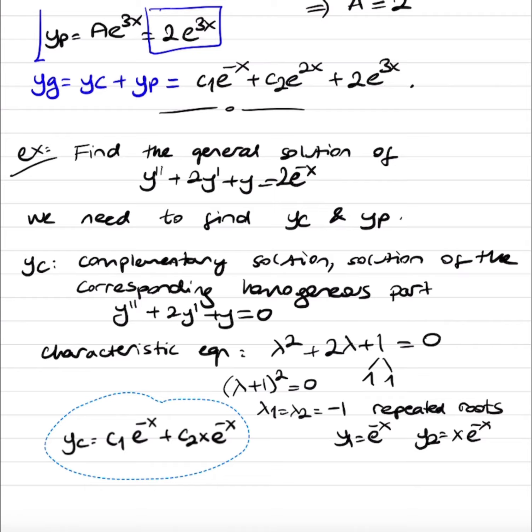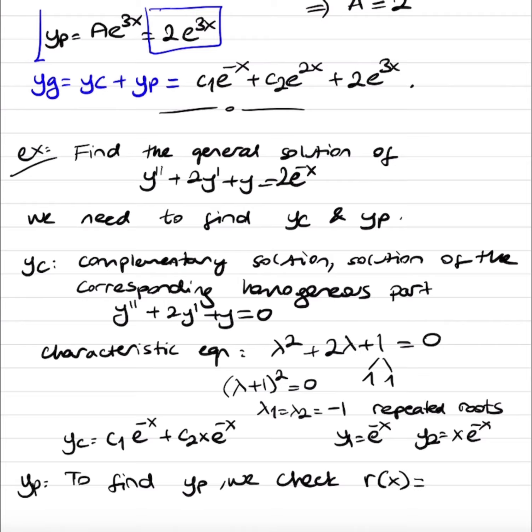Okay, so this is our complementary solution. Then we need to find a particular solution. So to find y_p, the particular solution, we always check r(x), and in this case, what is r(x)?